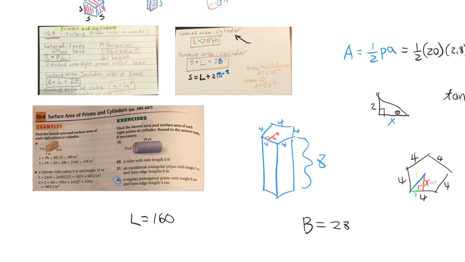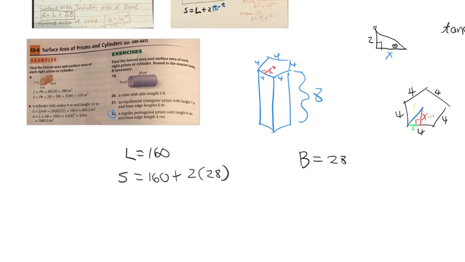And we also know that the surface area in general is going to be L plus 2 times B. So we can say S equals L, which is really 160, plus 2 times 28. All right. So in that case, we have 160 plus 56, which turns out to be 216. So that's the surface area. Lateral area is 160. Surface area is 216.